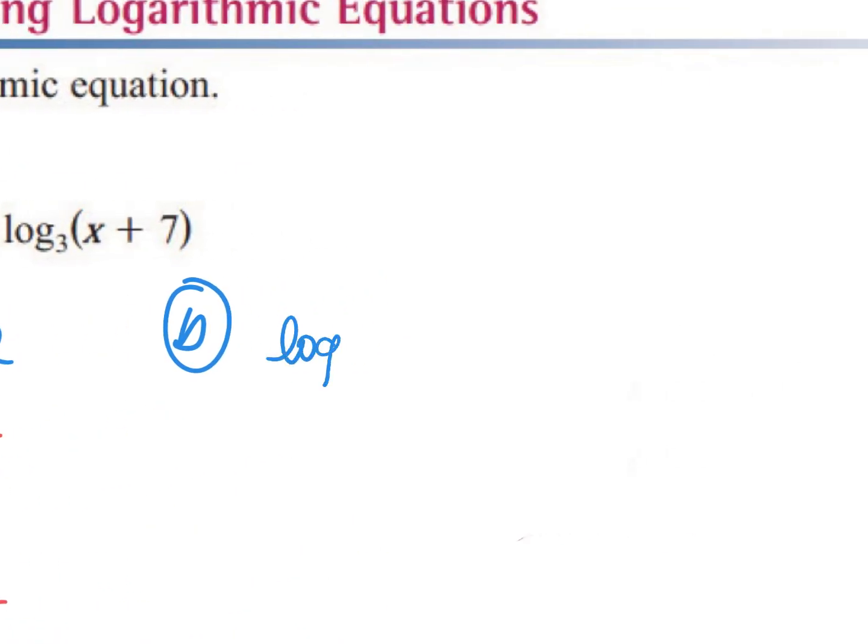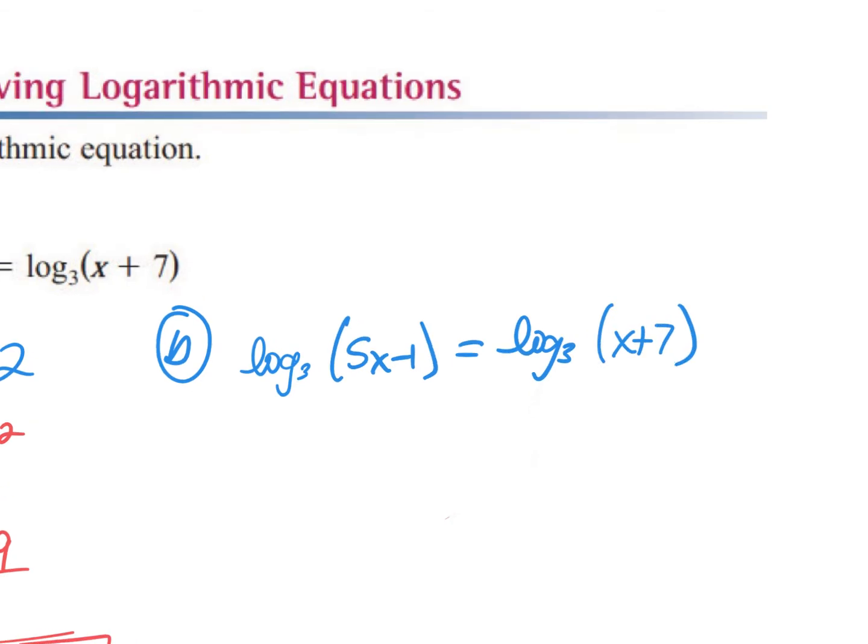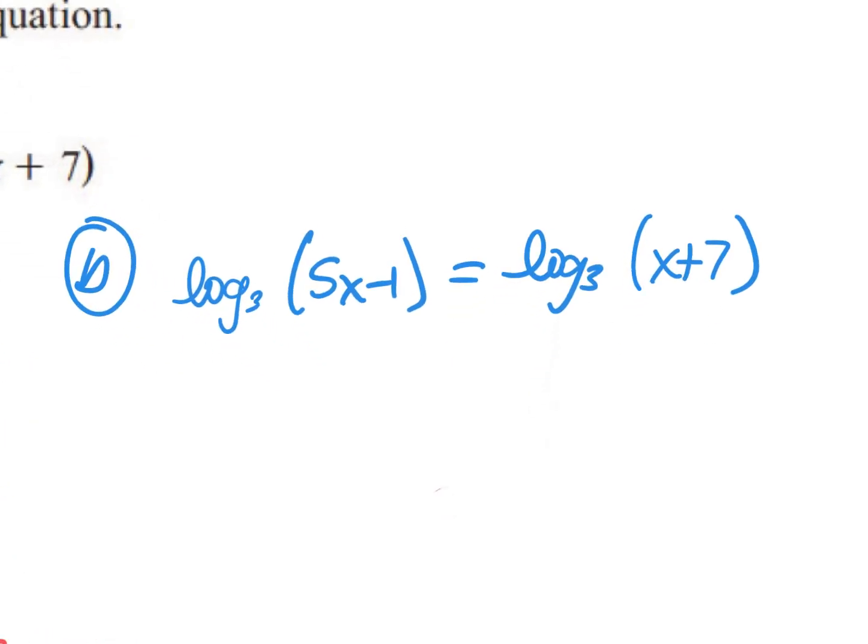Okay, so I'm going to rewrite B. It says log base 3 of 5x minus 1 equals log base 3 of x plus 7, right? What do you guys notice here? The logs are the same. All right, this is a special case. When you have one log on the left-hand side and one log on the right-hand side that are exactly the same, what do you think we can do to them?